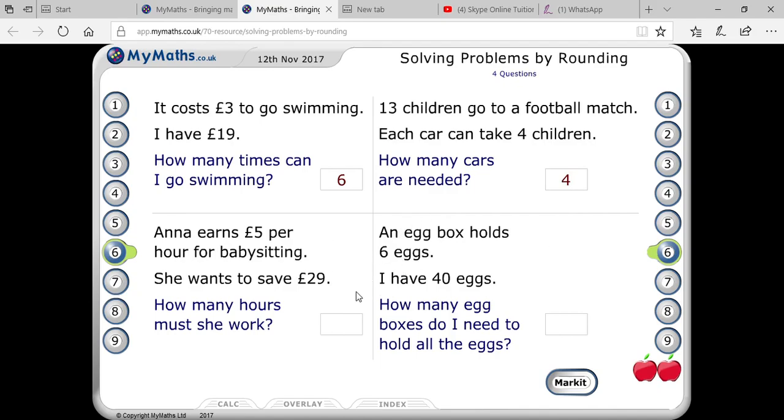Anna earns £5 per hour for babysitting. She wants to save £29. How many hours must she work? 6 hours. An egg box holds 6 eggs. I have 40 eggs. How many egg boxes do I need to hold all the eggs?